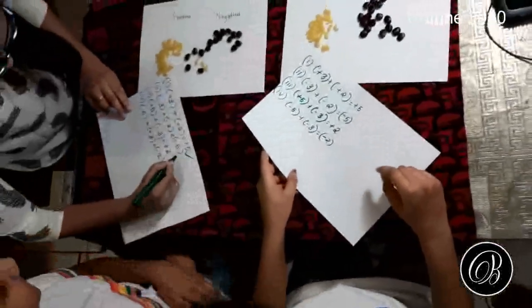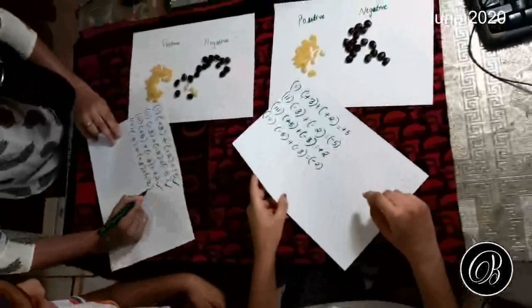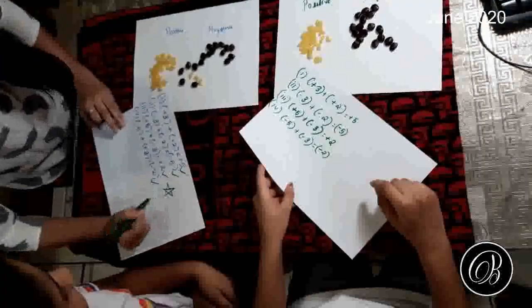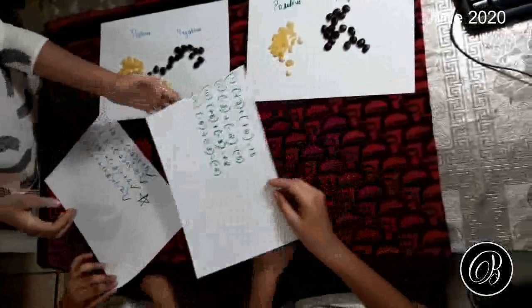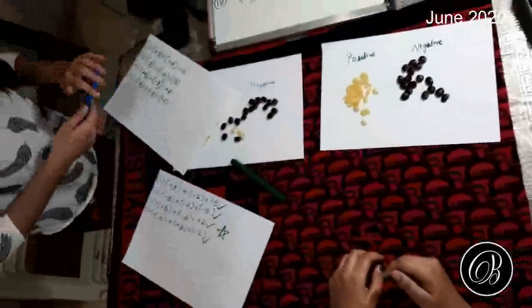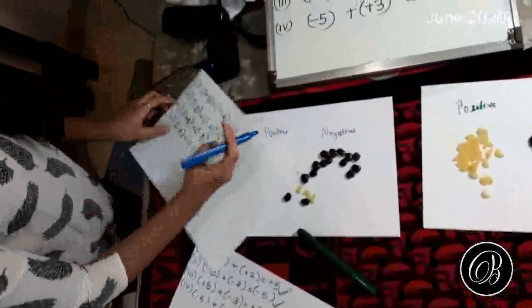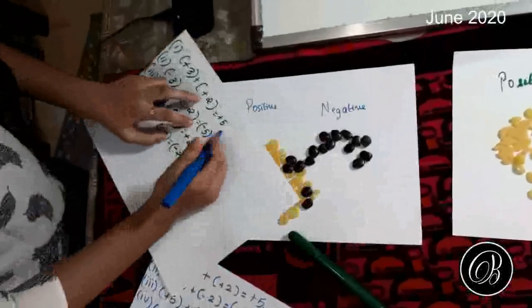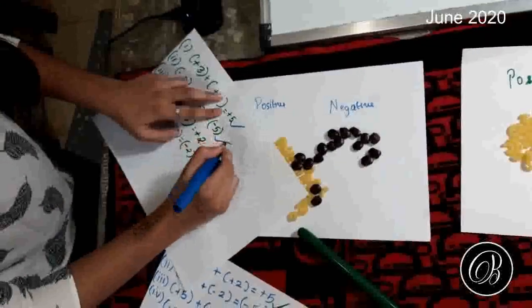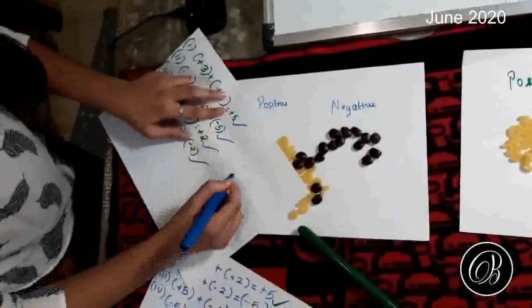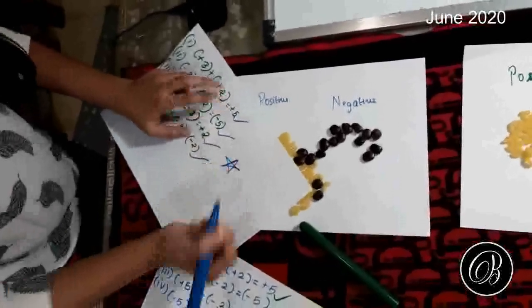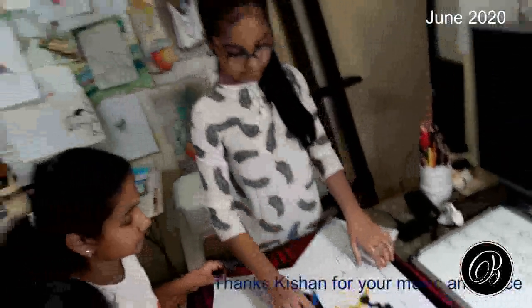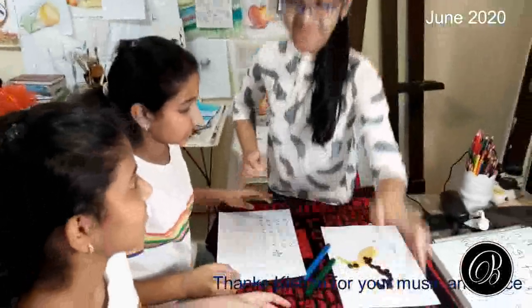Rule 3. If the sign is different, you must subtract. You look at the greater value, the sum will take that sign. So these are some basic rules of integers.